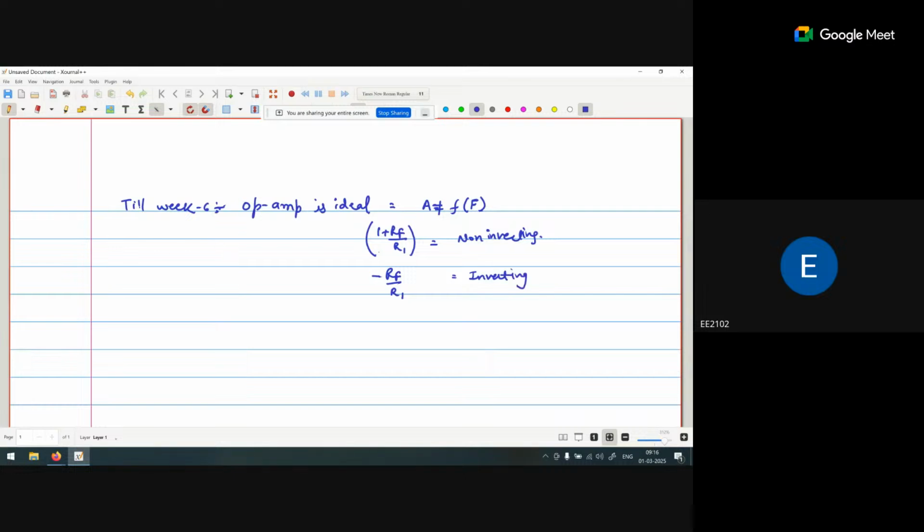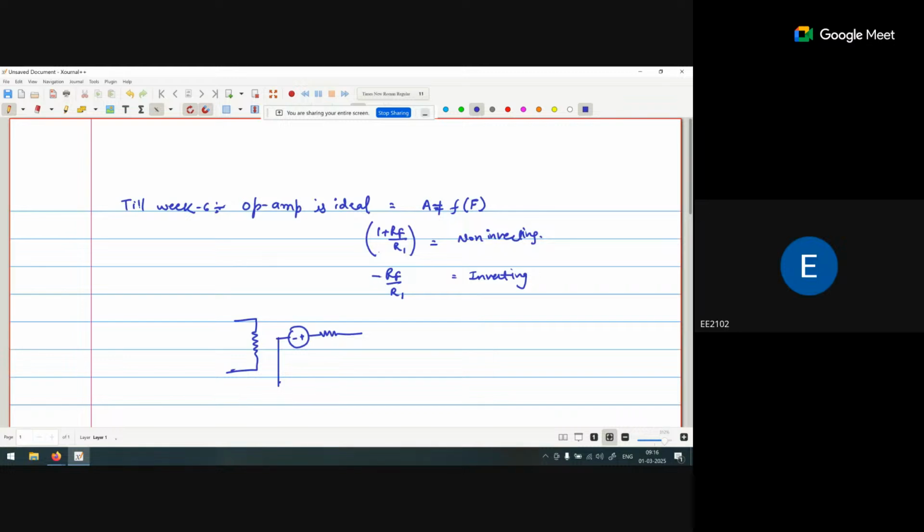Okay, but practically, if we go with the operational amplifier, this is my circuit. Sir, the transfer functions that we get are frequency dependent, no, sir? Transfer function is a different thing, but if we are talking about the gain, that gain is basically not dependent on any frequency component.